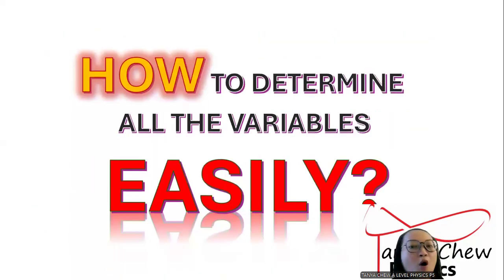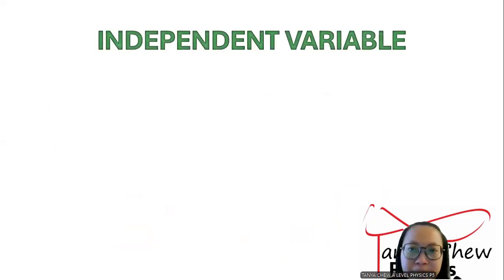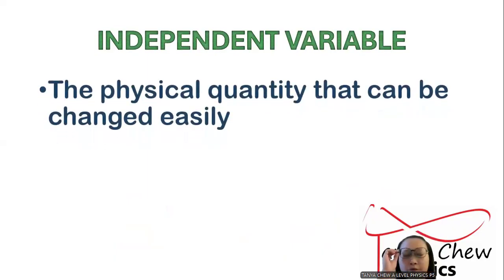How to determine all these variables easily? Some of the students struggle. Which is my independent variable and which is my dependent variable? What are my variables to be kept constant? Don't worry. First of all, understand what an independent variable is. The independent variable is the physical quantity that can be changed easily. You want it to change to this value, it can change easily. You want to alter this, you can alter it very easily.